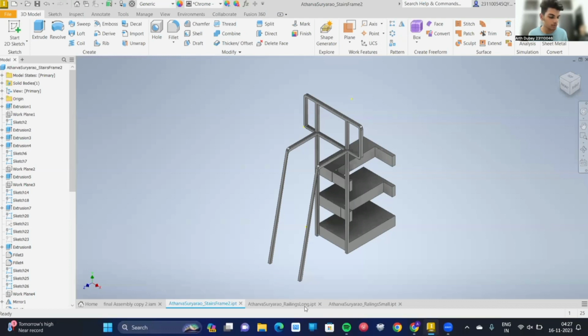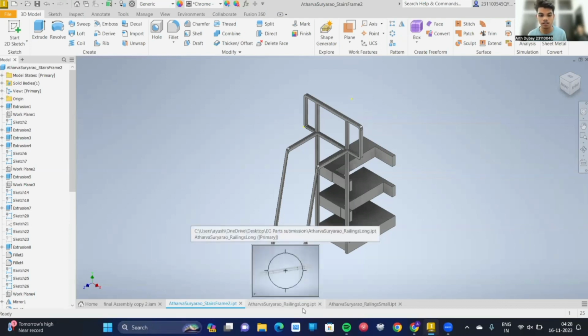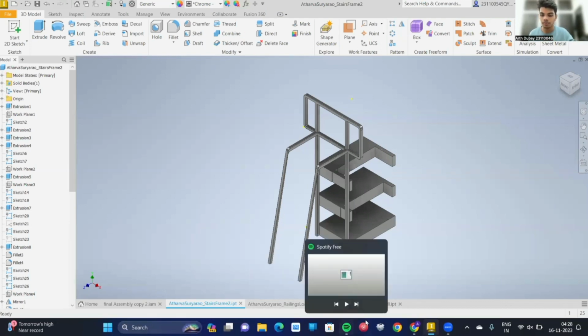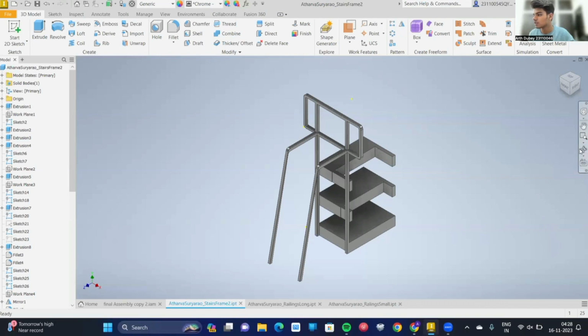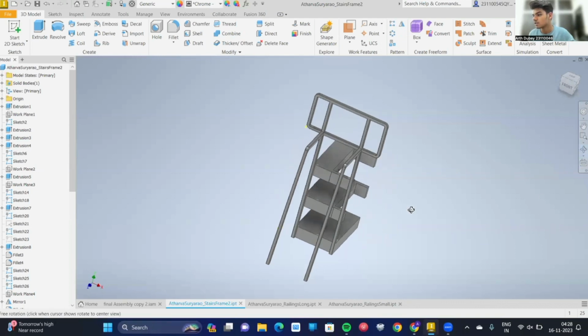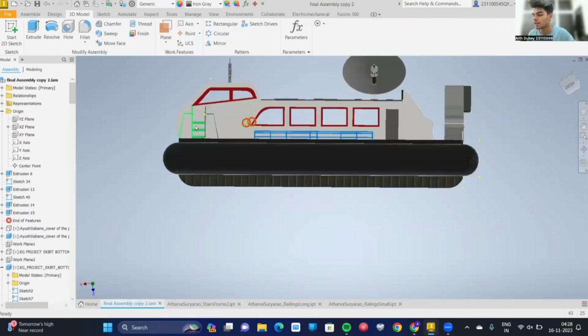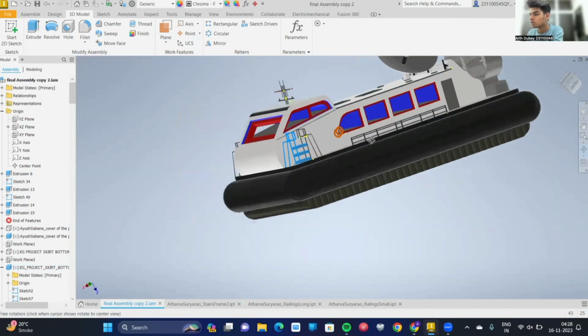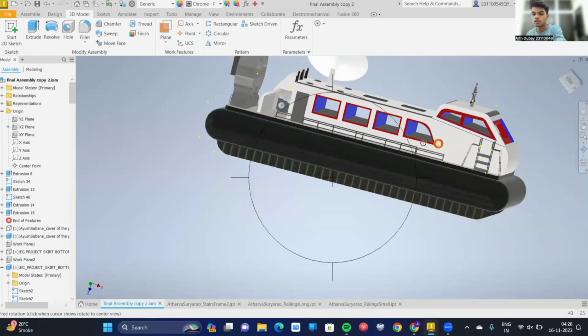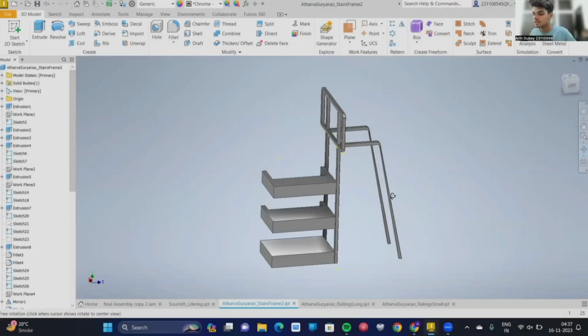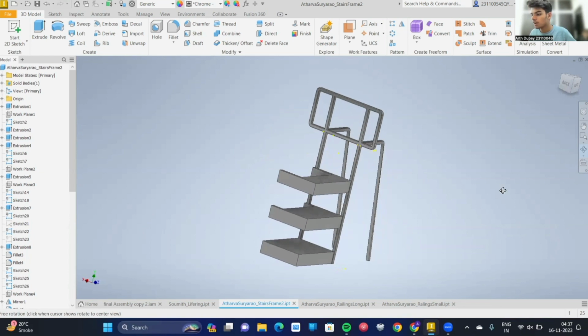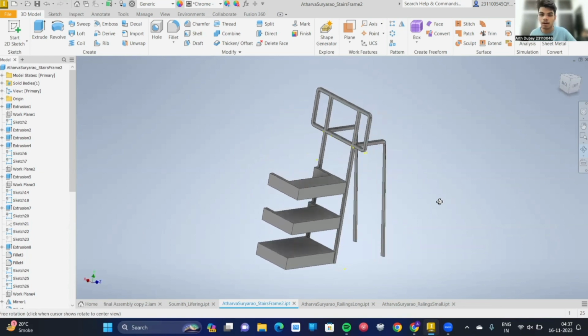Hi everyone, I am Arthur Dubey. So the next part is the stairs, and this part is being modeled by Atharv. So in this we have the AutoCAD model of the stairs, and in the final assembly it's been located here at the corner of the hovercraft. On both sides of the hovercraft, stairs facilitate easy access to and from the hovercraft. They provide a safe and structured way for individuals to embark and disembark.